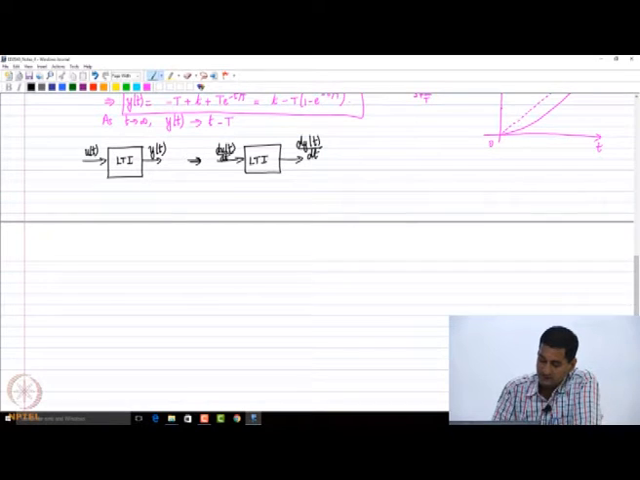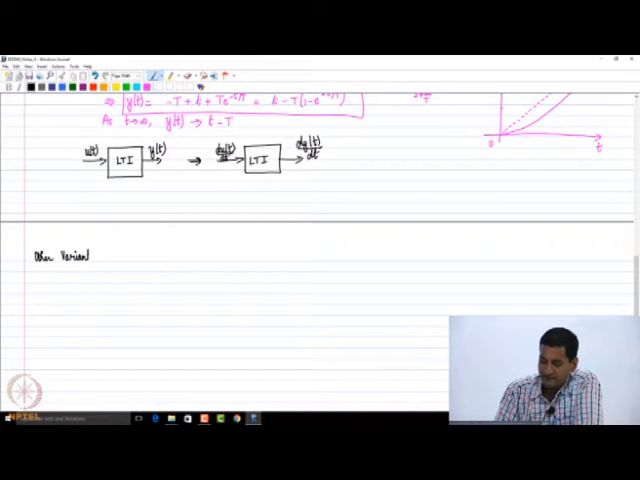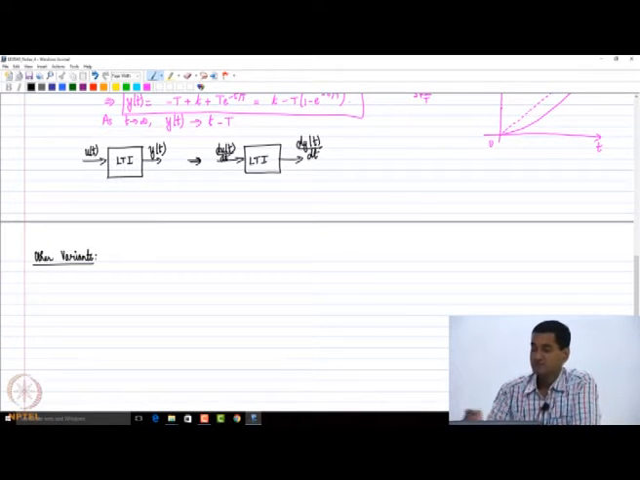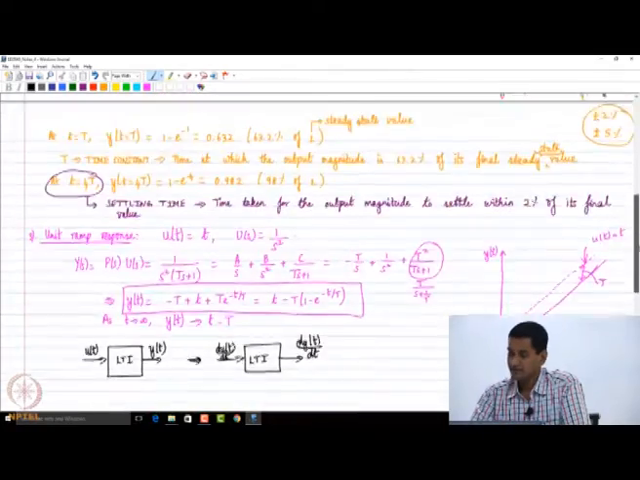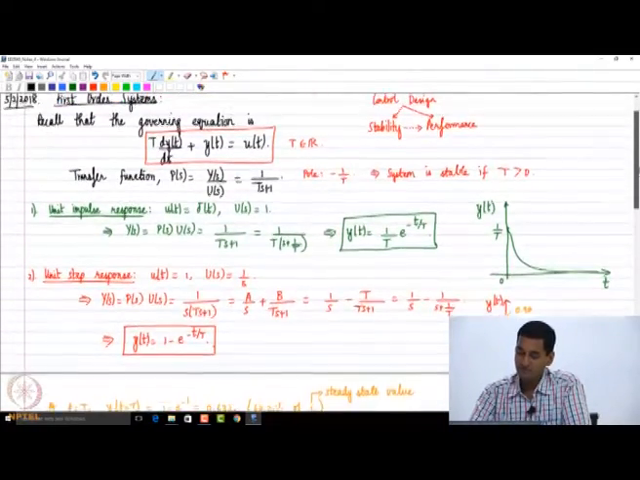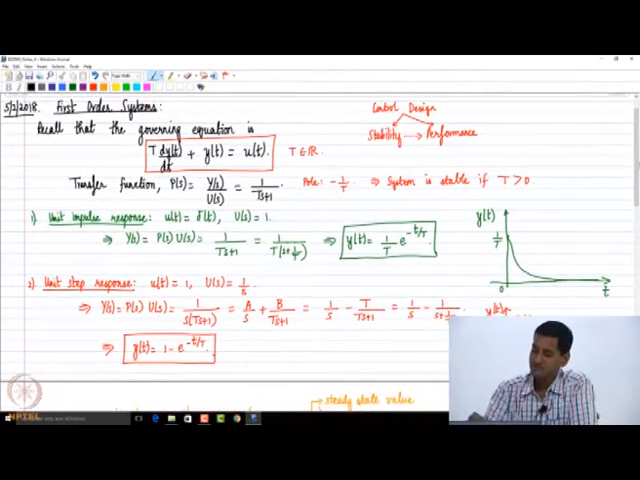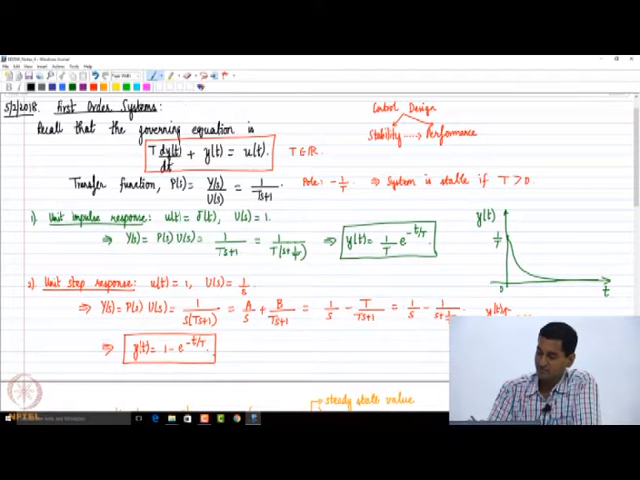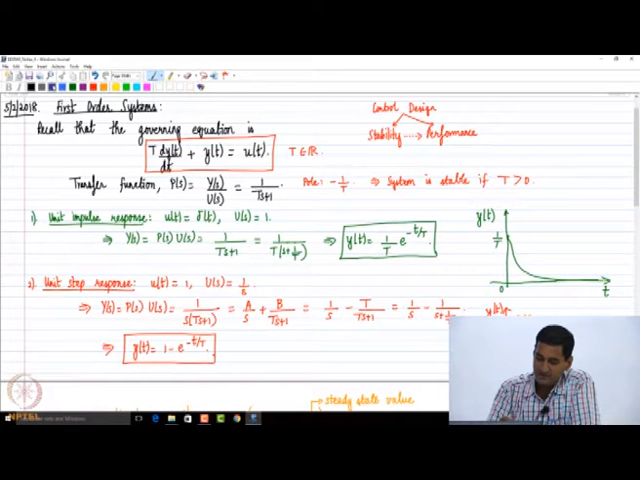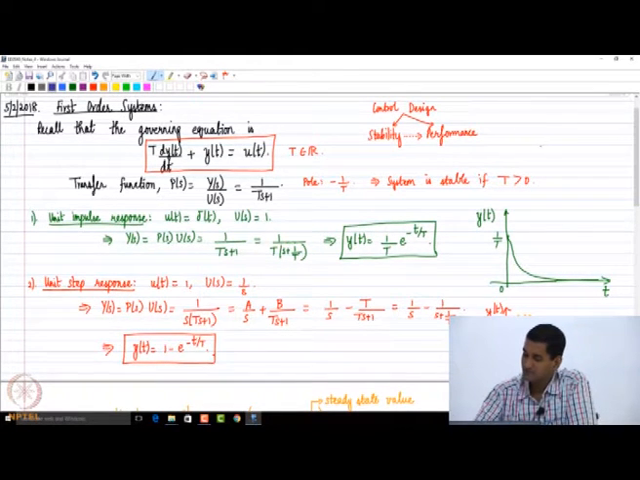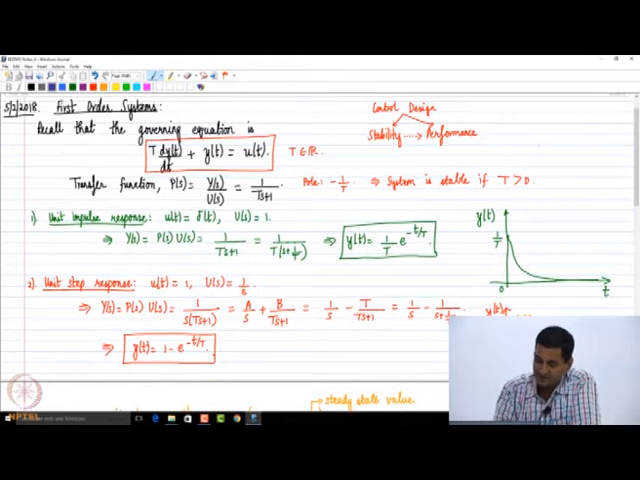Now, let's say other variants of this first order model are the following. Please note that what we saw to begin with was a one parameter model.